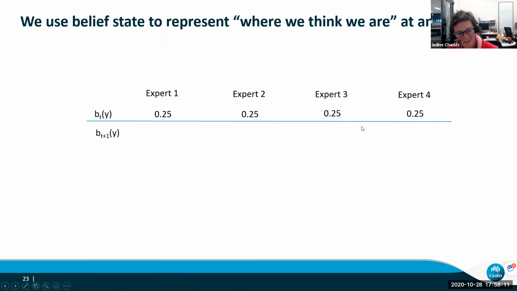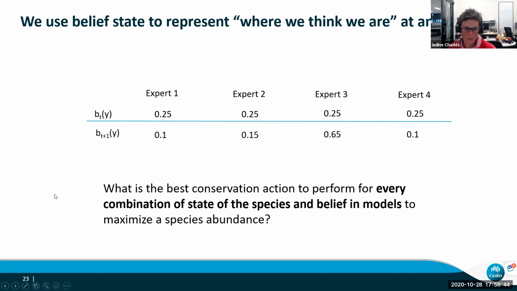And in that case, because we don't know which expert is right, we use this belief state to represent where we think we are at any time. So usually when you start, you assume you have no prior information about which expert is right, 0.25, 0.25, okay. And over time, we will become more confident about which expert is the correct expert. So here we have a higher weight, or higher probability, that expert 3 is correct or closer to the true model, right?